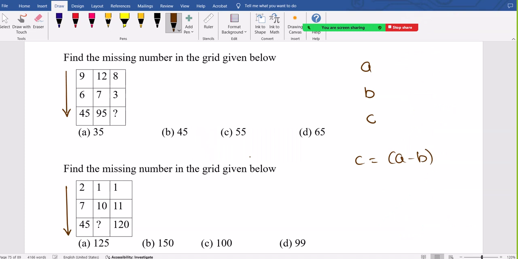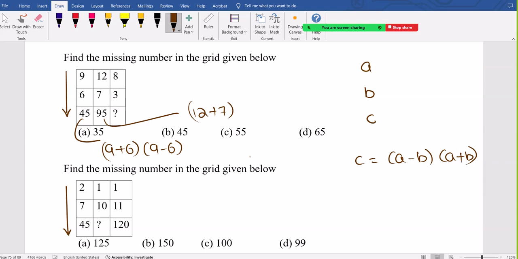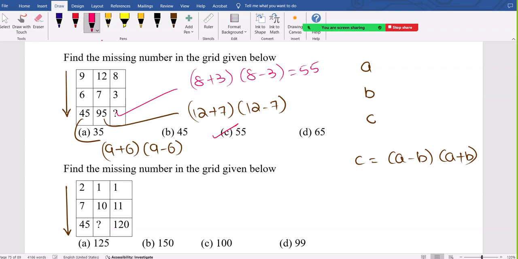A minus B into A plus B, or A square minus B square. This is 9 plus 6 into 9 minus 6. This is 12 plus 7 into 12 minus 7. This is 8 plus 3 into 8 minus 3. 55. Option C is correct. Keshwita, very good. Now similarly below, 11 minus 1, 11 plus 1. 10 minus 1, 10 plus 1 will get 99.